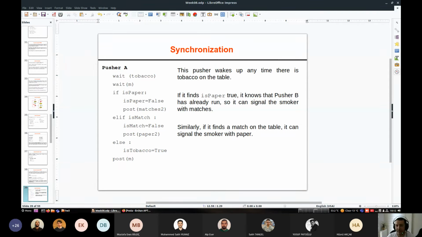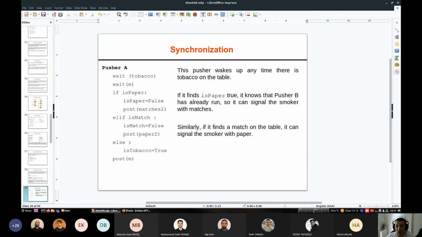So this pusher wakes up anytime there is tobacco on the table. So if the agent has brought tobacco and paper or tobacco and matches, this pusher will wake up whenever there is tobacco on the table. Okay. So what happens if there is tobacco on the table? That means either there is tobacco and paper or tobacco and matches. So one of the smokers will get to wake up. But which one? So pusher A waits and sleeps until there is tobacco on the table.